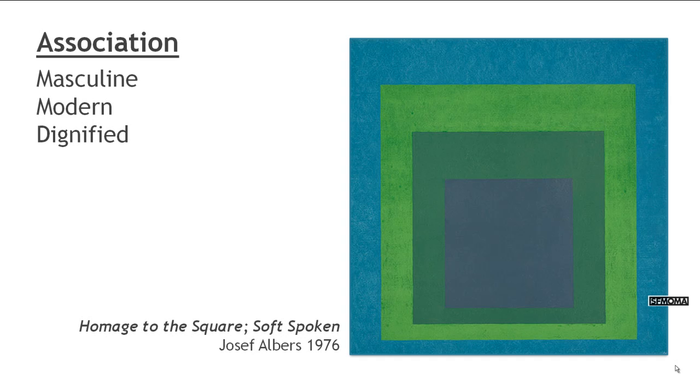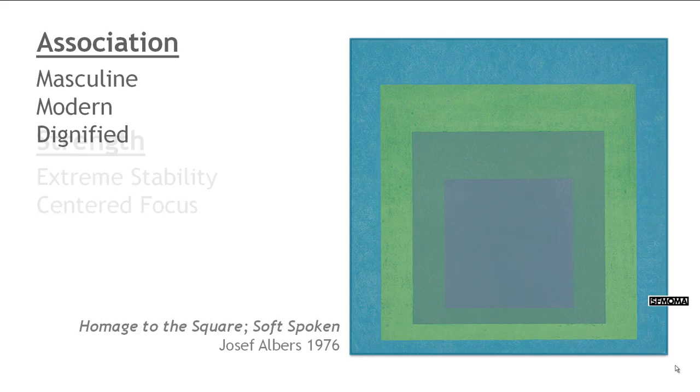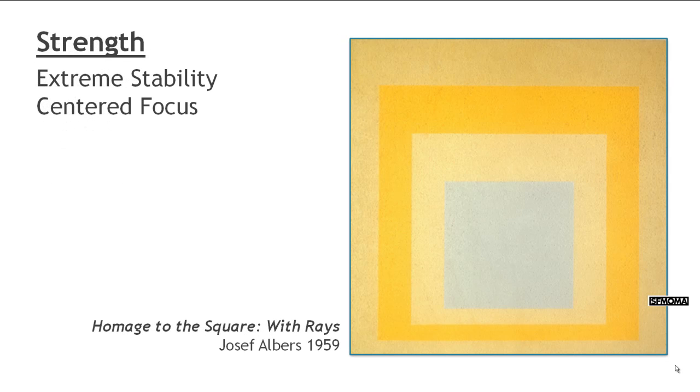A square format is equal distance both vertically and horizontally. Some of the associations with a square format are a strong masculine and modern presence, coupled with a dignified exactness. Because of all its equal sides, the square format is perceived as extremely stable, with equal balance, and in addition, all corner points of the square point inward, creating a strong natural focal point.